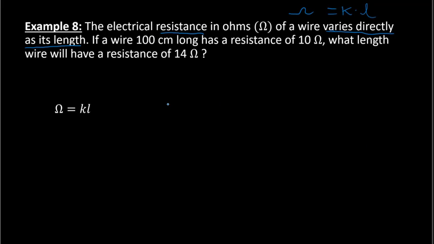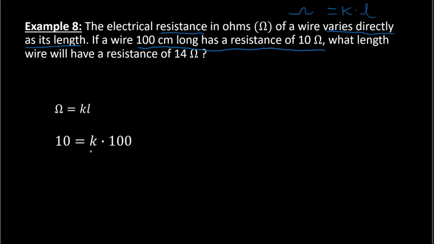So this is my equation, and from here I can plug in information from scenario 1 where it says a wire 100 centimeters long has a resistance of 10 ohms. So 100 is going to be the length. So 100 is L, and my ohms is 10. So plug a 10 in for the ohm symbol. So 10 equals K times, and then plug a 100 in for L. So 10 equals K times 100.